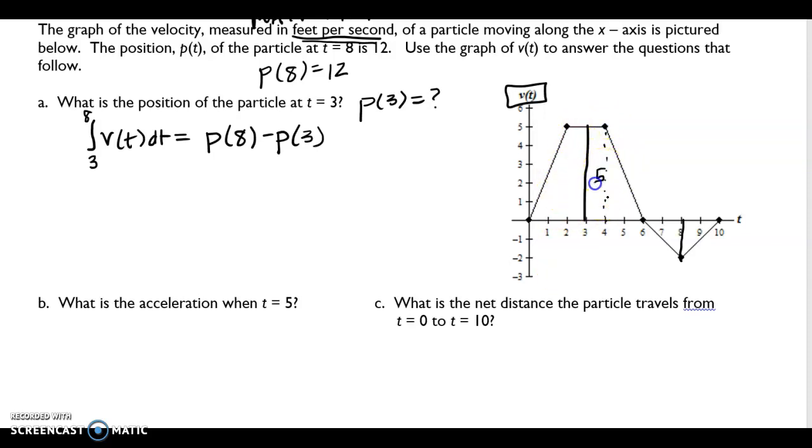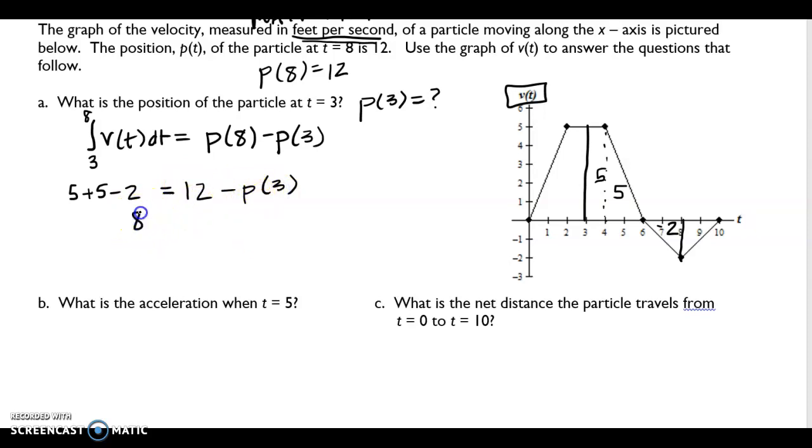So this is 5. This is also 5, just half base times height. And this is half base times height as well. So that's 2. But since it's below the x-axis, it's negative 2. So for my integral from 3 to 8, I have 5 plus 5 minus 2. P of 8 I know was 12 minus P of 3. And now I get to solve this equation.